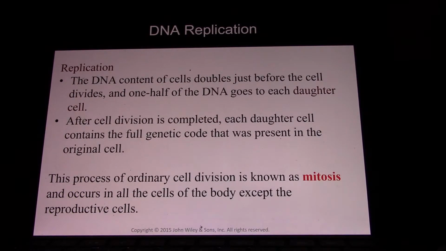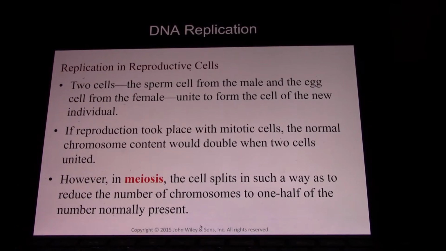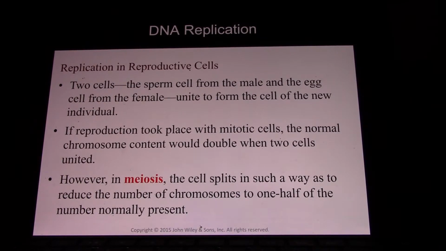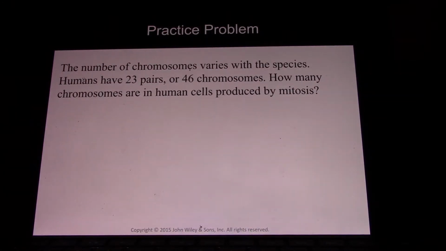Again, reproductive cells undergo meiosis. So in reproductive cells, you actually have 2 cell divisions, and you end up with 4 cells that only have half the correct number of chromosomal information, so that an egg and a sperm can fuse together to form a new person. So the number of chromosomes varies within species.